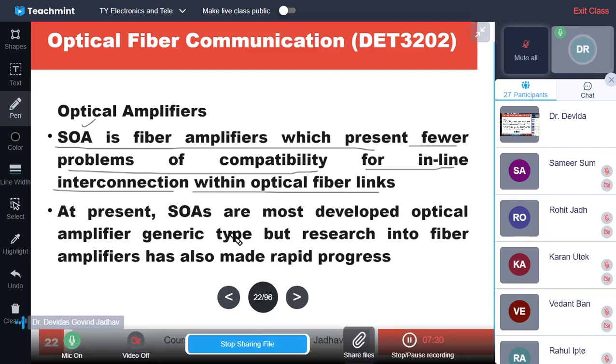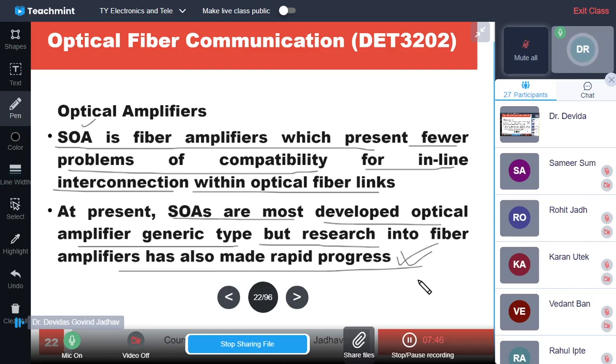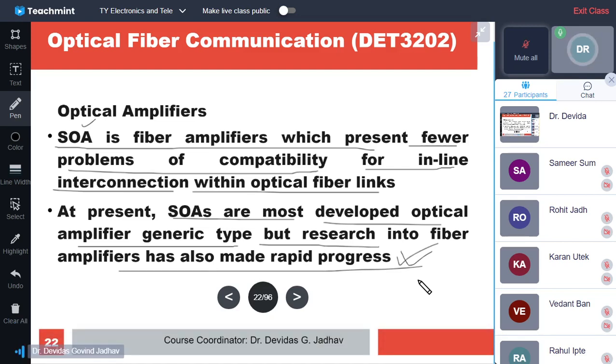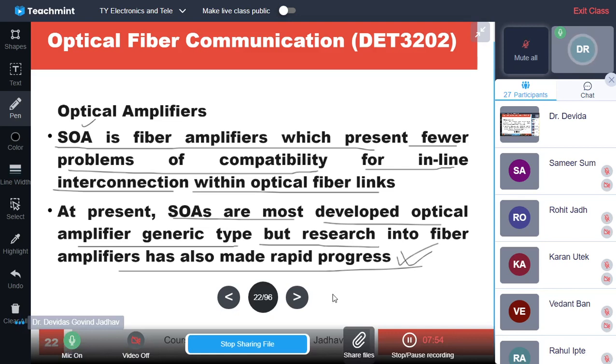So at present SOAs are the most developed generic type of optical amplifier, but research into fiber amplifiers has also made rapid progress. Okay, so this is important. Continuous progress is going on, and there are changes in the amplifier field also, along with all other fields.